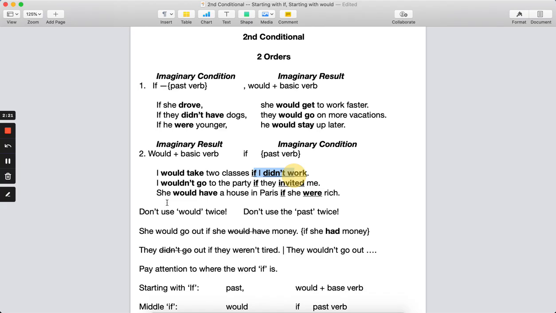And she would have a house in Paris if she were rich. She isn't, but if she were. Notice, would here, past verbs, whether positive or negative, or the verb be here. That's the opposite of here, where we have if, the beginning, the verbs in the past, and would or wouldn't there.